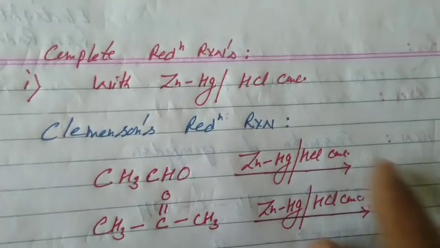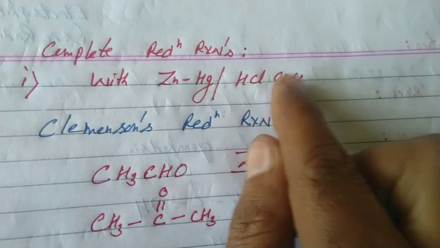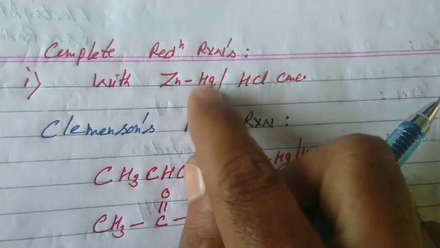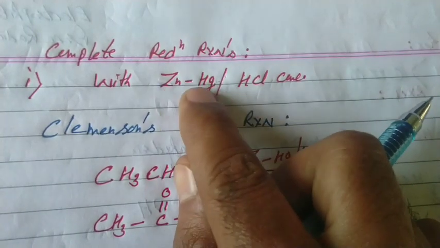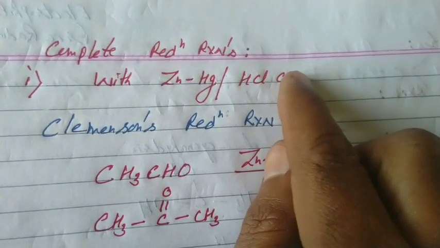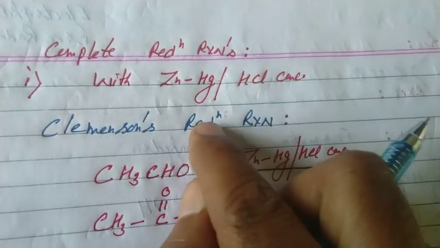Complete reduction first is with zinc amalgam and concentrated hydrochloric acid. Amalgam, when one metal in an alloy is mercury, we call it amalgam. Zinc amalgam and concentrated hydrochloric acid. Students, it is a naming reaction. Important, we call it Clemmensen reduction reaction.